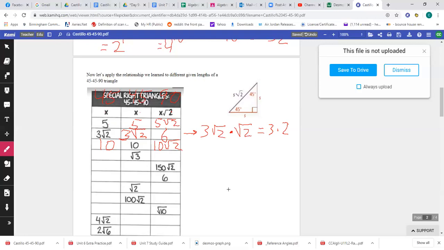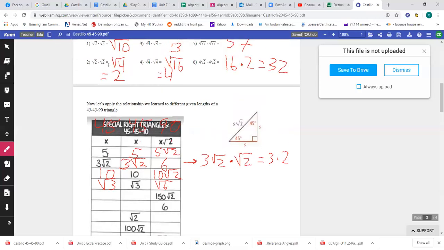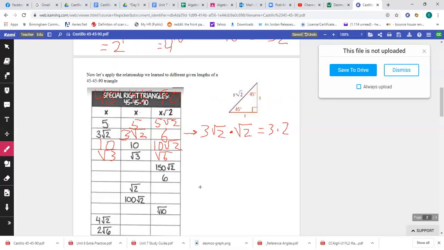Next row, this should be radical 3, because the two legs are always the same in the beginning. And now, what's root 3 times root 2? Root 6, right? This is just like number 1 up here, right? If I multiply root 3 times root 2, I get root 6.